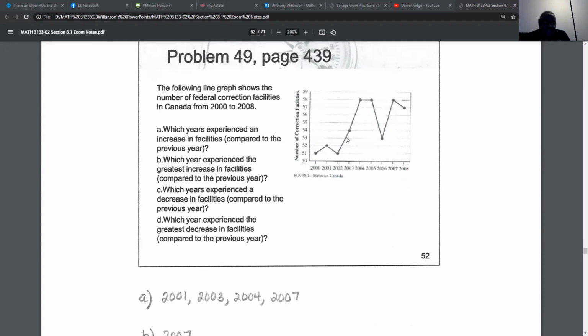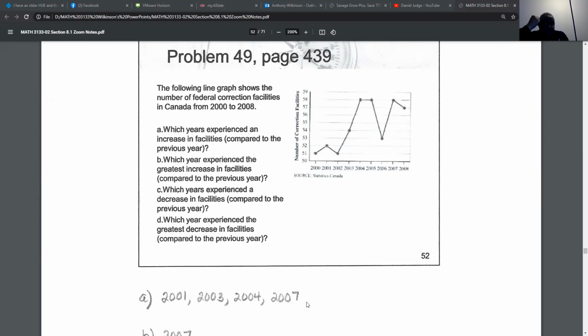Also in 2003, there was an increase compared to 2002. In 2004, there's another increase compared to 2003. And then there was another increase right here in 2007, compared to 2006. So these are the years that experienced an increase in facilities compared to the previous year.